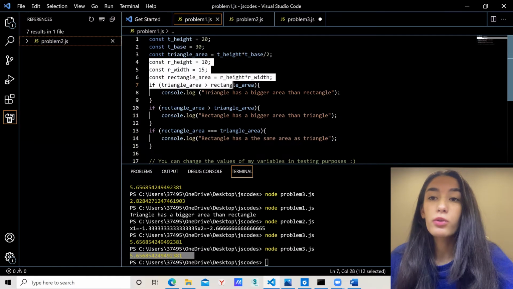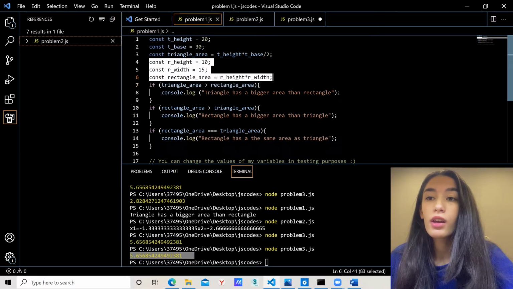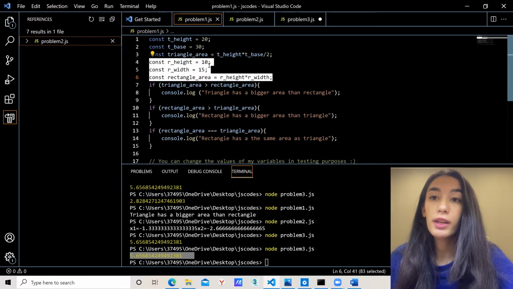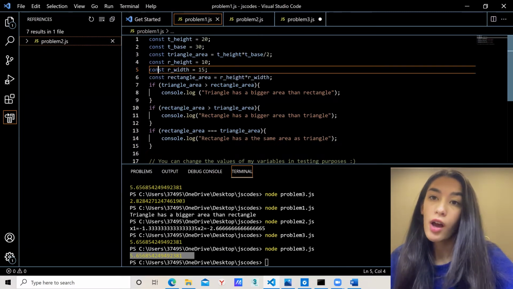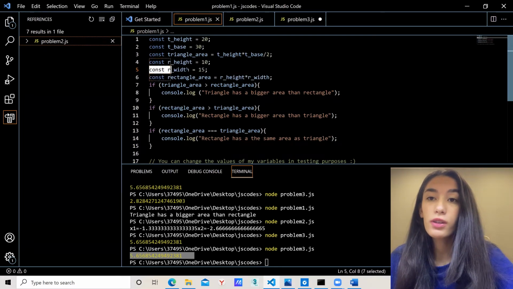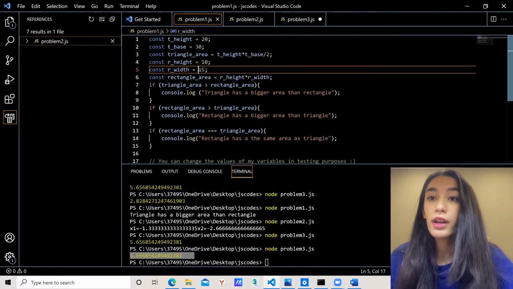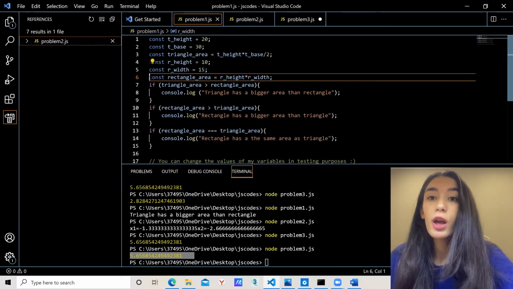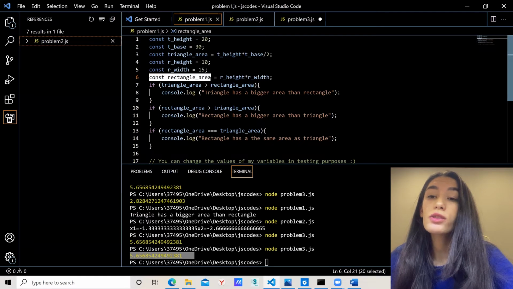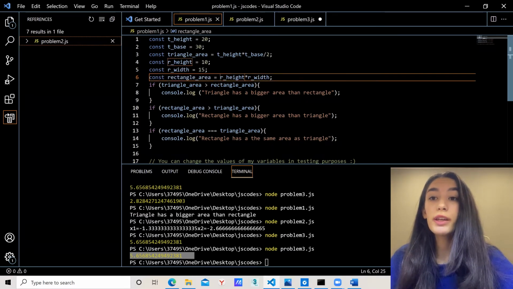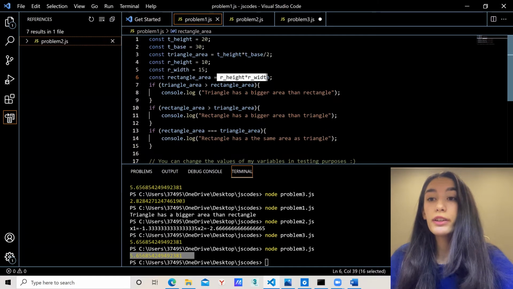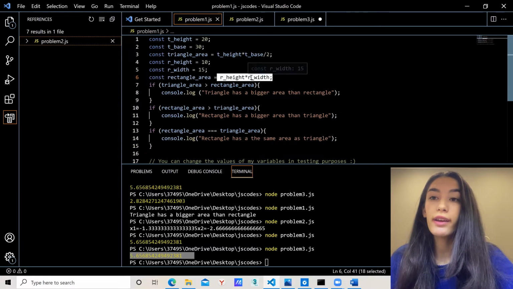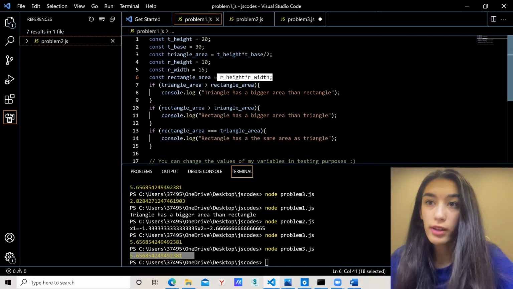So the same thing we are doing for the rectangle. We are declaring constant r height, which is rectangle height, and the constant will have the value 10. We are also declaring const r width, which is rectangle width, and it will have a value of 15. And also we are declaring a constant named rectangle area, which will be equal to the formula of calculating the rectangle area, which is r height, that means rectangle height, multiplied by r width, rectangle width.